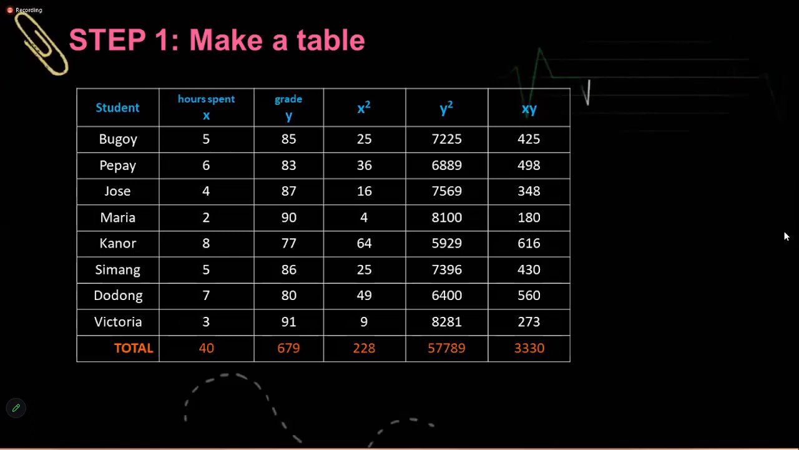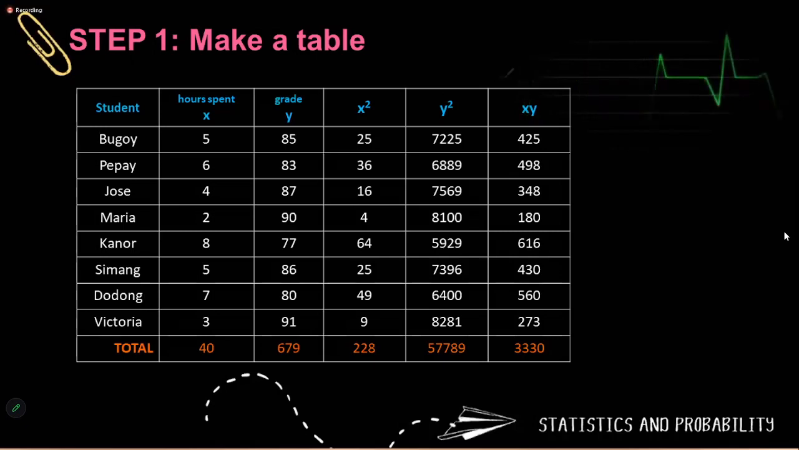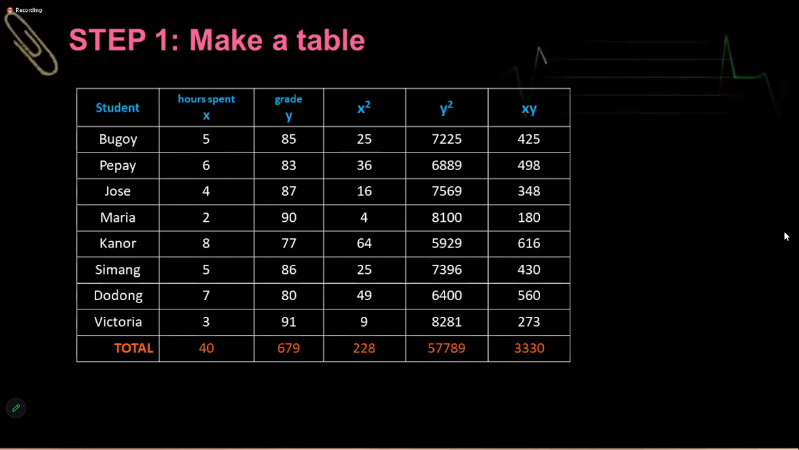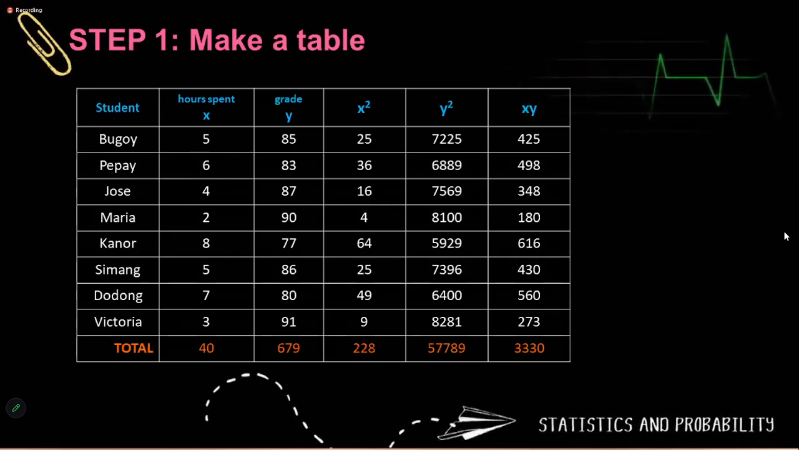Statistics. So, gagawin lang dyan, you're going to create a table ng bawat estudyante na kinuhanan ninyo ng hours spent ng paglalaro nila. Halimbawa, si Bugoy ay 5 hours, Pepay 6, and pinaka-addict maglaro si Kanor, 8 hours, and so on. Eh, what more kung maging addicted pa siya lalo, more than 8 hours? Tapos yan yung mga grades nila. Si Kanor ang may pinakamababang grade, 77. Anong ginawa ni Mang Kanor?